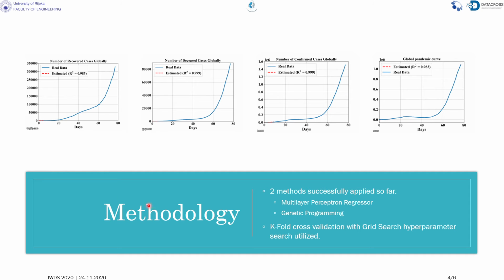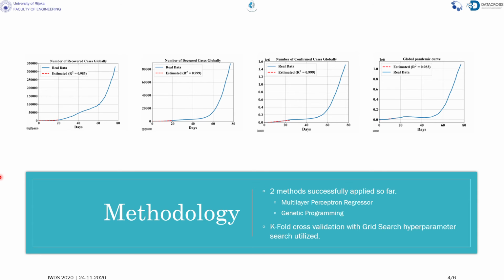Two methods have been applied so far: an artificial neural network multilayer perceptron regressor, which uses a single neuron in the output layer and a number of hidden layers to regress the value, and genetic programming, which generates a number of possible candidate solutions, and then through recombining them and mutating them, attempts to achieve a higher quality solution through a number of generations.